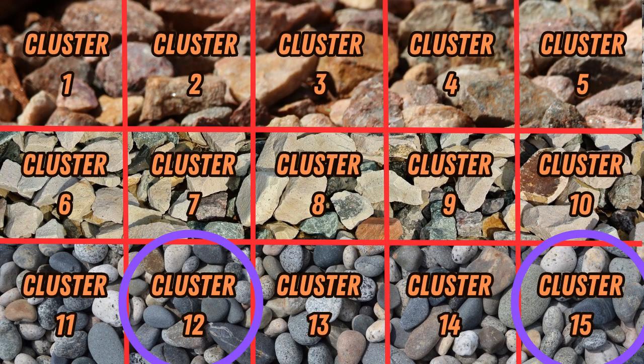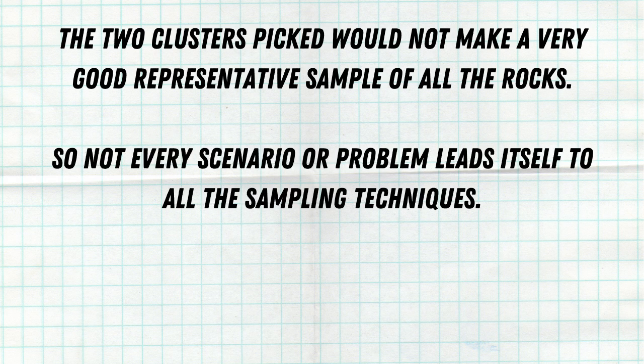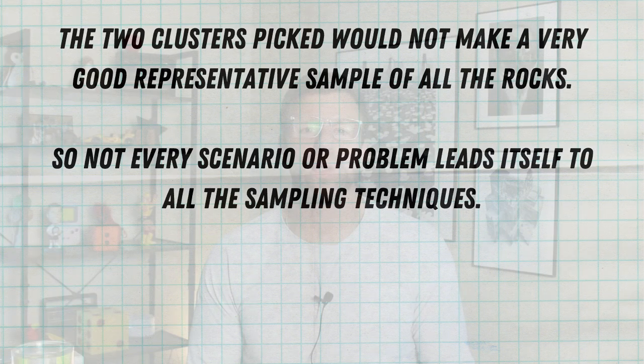Because what if the 2 plots of land are both in the south? Easily could happen. So now my entire sample is made up of small rocks and I don't have the representation that I really want. So in this scenario, yes, did I do a cluster sample? I sure did, but it wasn't a very good cluster sample. Remember, when we do a cluster sample, we want each group to be like a mini population.